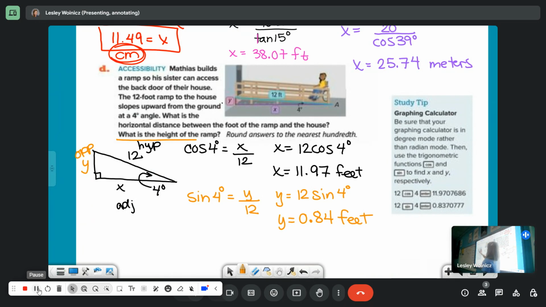Okay, so this is just a reminder: make sure that you're in the mode that you want to be. If you want to be in degrees, make sure you're in degrees. If you need to be in radians, make sure you're in radians. Okay, if your answers aren't making sense, that's the first thing I check.